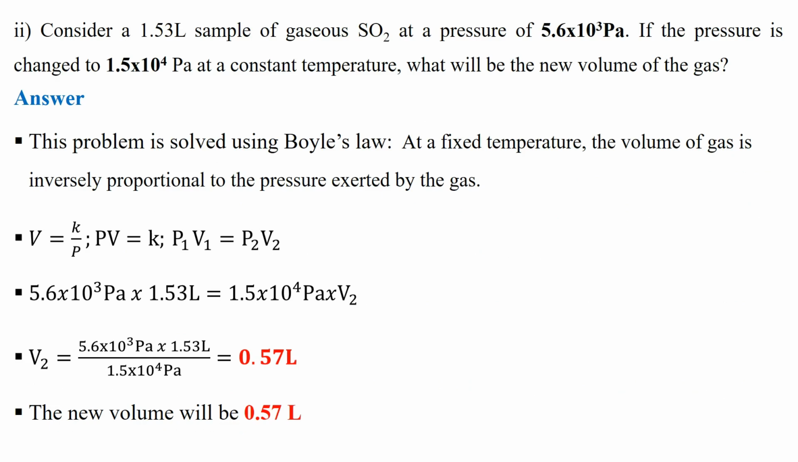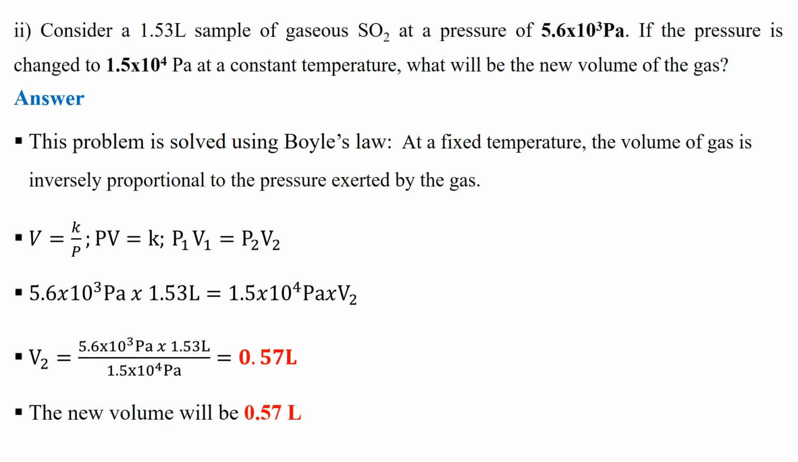The second sub-question of this question 37: consider a 1.53 liter sample of gaseous sulfur dioxide at a given pressure. So the pressure was given. If the pressure is changed, so if it is increased, at a constant temperature, what will be the new volume of the gas? So now the temperature is constant, and we are changing the pressure, and they are asking to calculate the volume. Here we can use Boyle's law to calculate this kind of question, or you can use the ideal gas law.